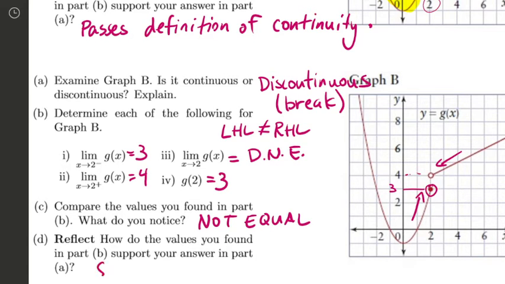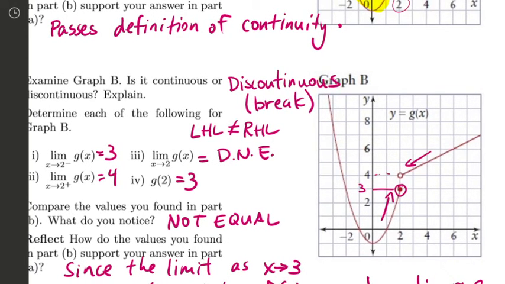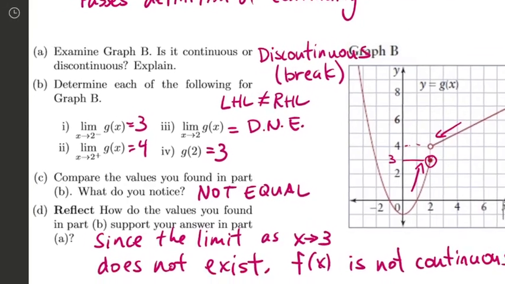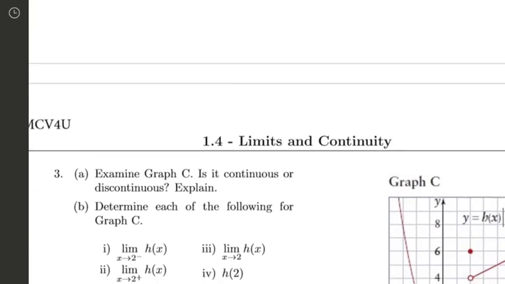There's no limit that exists, and the left-hand limit is not the same as the right-hand limit. So since the limit as x approaches 2 does not exist, then the function is not continuous. So that's part B.